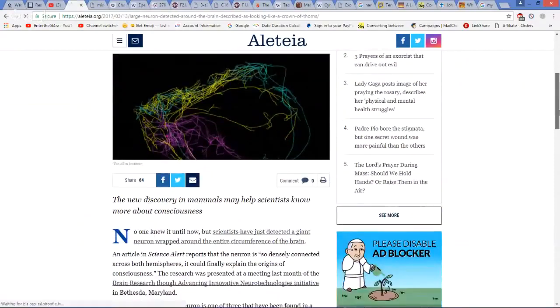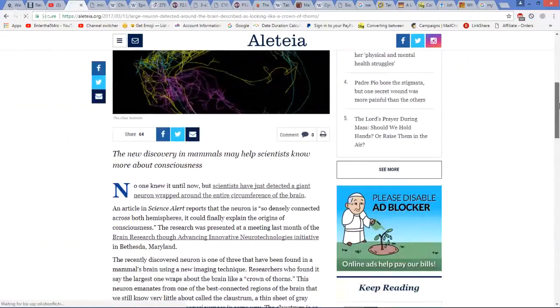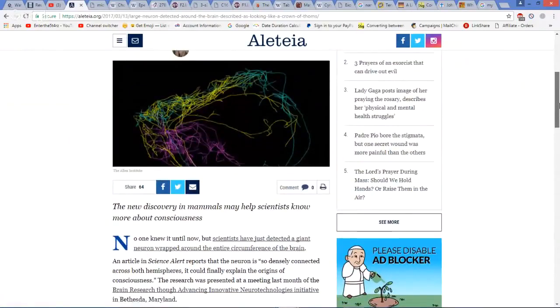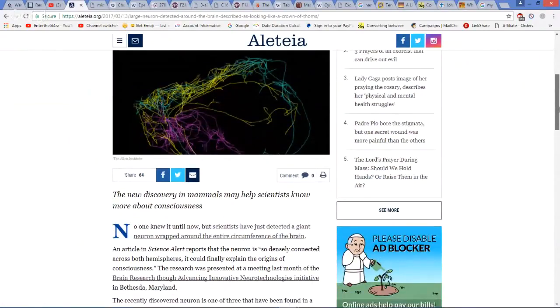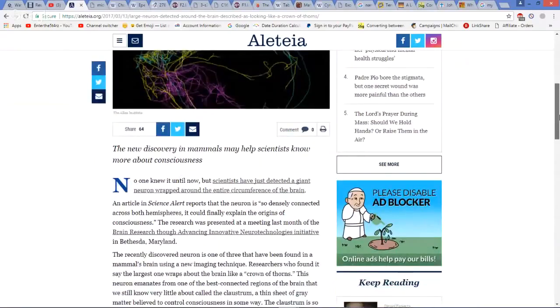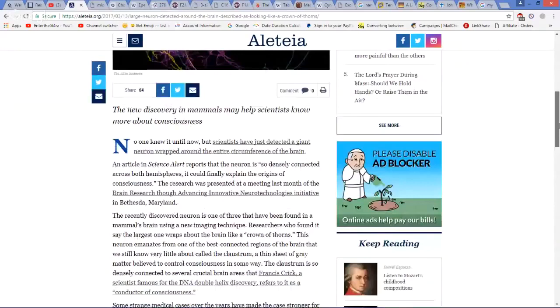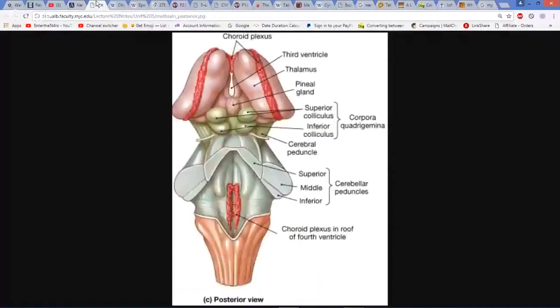This image is, in fact, like 3 neurons in the lobes of the brain. These single cell neurons form this crown of thorns. And I'm not saying that there can't be 2 sets of crowns of thorns. But what I was looking for was something closer to the pineal gland.